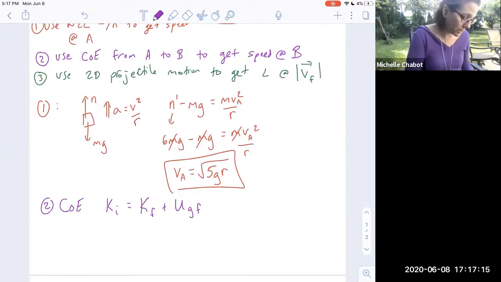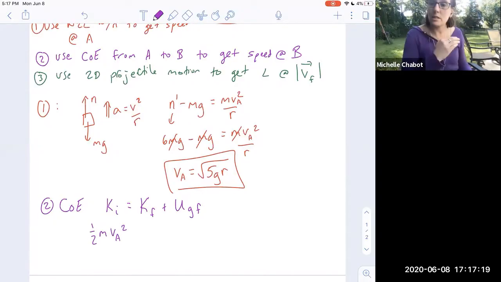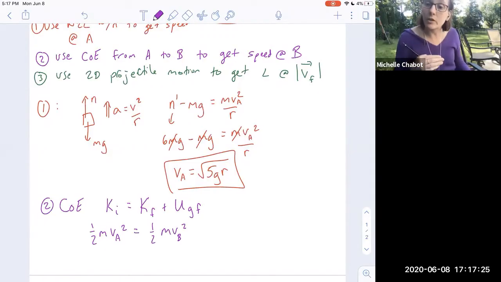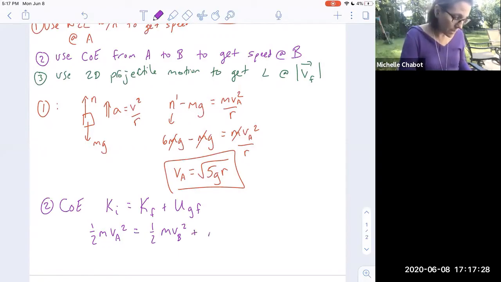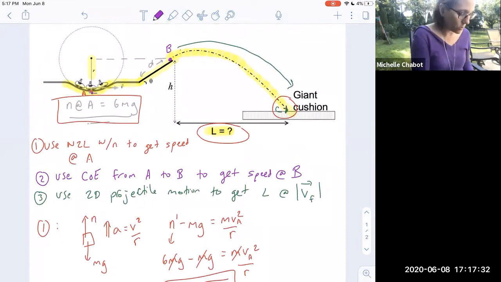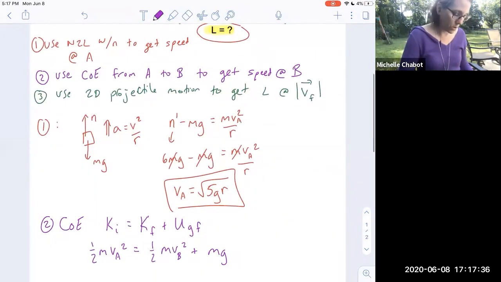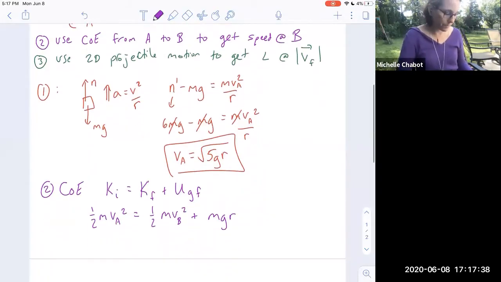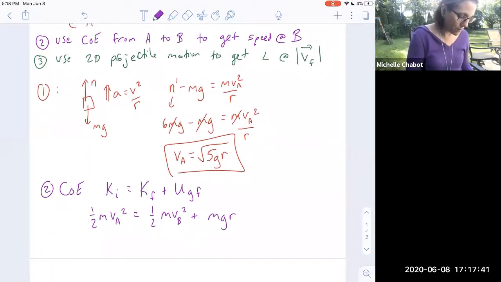So I can now plug in for these. I have 1/2 m VA squared, that's the speed I just found, equal to 1/2 m VB squared, that's the speed I'm trying to solve for, plus mg and then the height here, and you can see that the actual height change between A and B is r. So mg r.